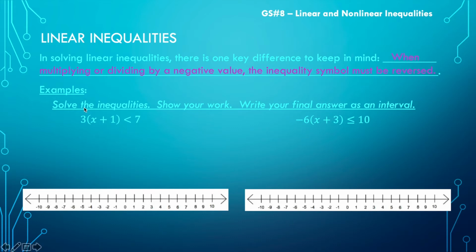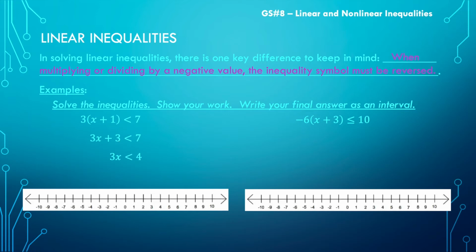Okay, so here's a simple one right here. If you were going to solve this, if this was an equal sign, what would you do first? Many of you would say, I would distribute this 3 through. That's perfectly acceptable, and that's the way we're going to handle this. So let's multiply that 3 through. So we have 3x plus 3 is less than 7. And then what would you do? You would get rid of this 3 that is being added by subtracting it on both sides. So that would end up being 3x is less than 4.